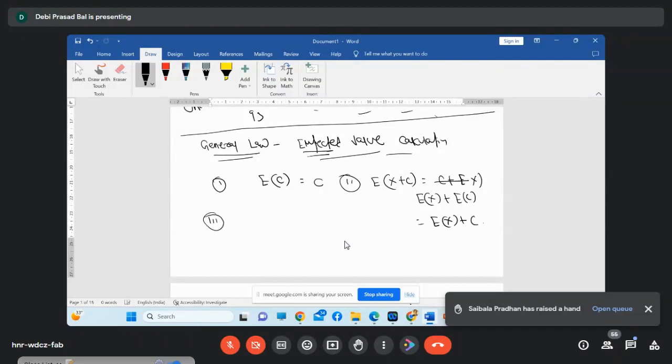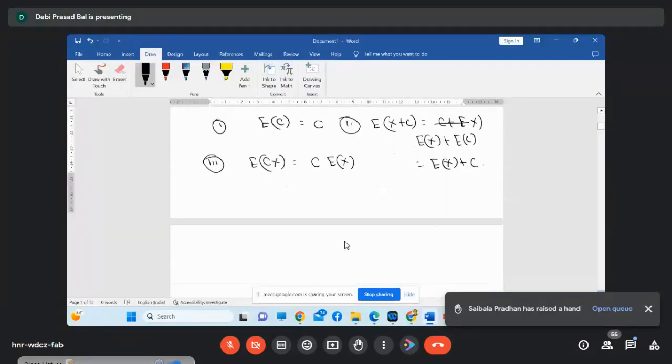Third law is the expectation of c times x. So how can I write this? Take the constant out: c times the expectation of x. Very simple law. That's the reason I told you mathematics makes our life very easy. Okay? So this law will remain, right? Yes, sir.